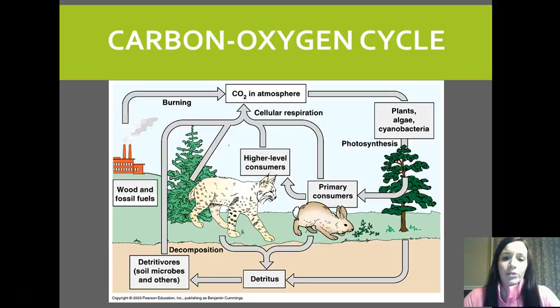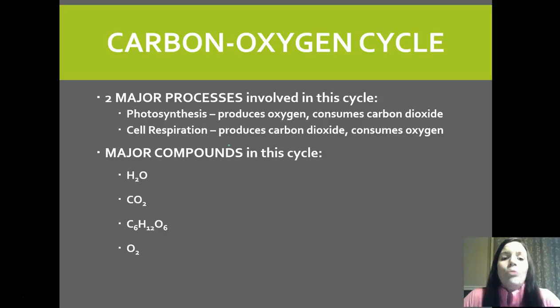In the carbon-oxygen cycle, here's a picture of this. You may want to pause this and screenshot this or print this picture out. This will help you in your notes. There's two major processes in this cycle. So photosynthesis, which we know is something that plants do. They produce oxygen, but they take in carbon dioxide. And then cell respiration, which is what we do. We produce carbon dioxide, but we take in oxygen.